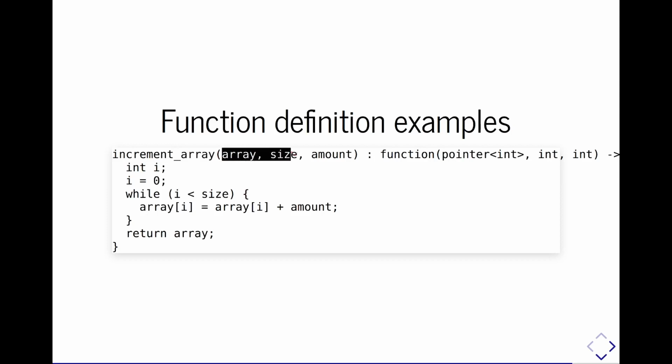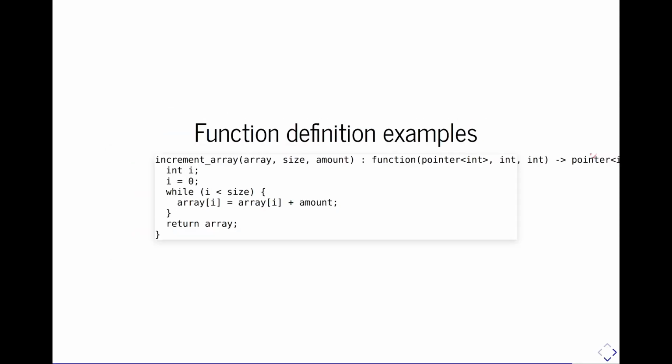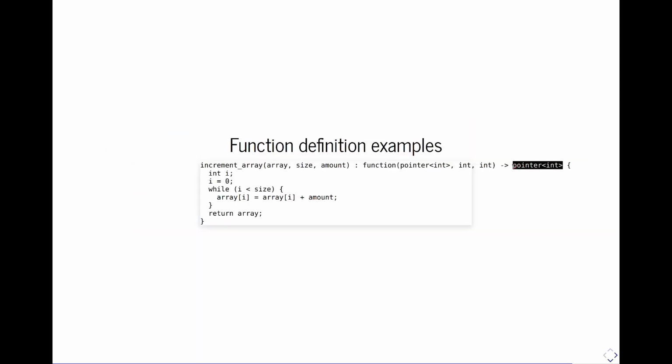It takes three parameters: array, size, and amount. And in order to know the types of these, we look at the type specification. So colon means here's the type. We use the function keyword and then a tuple that has to have three types in it. The first one is a pointer to an int. The second one is an int for size. The third one is an int for amount. And then our return value, which is off the screen because of my new theme, is a pointer to an int.